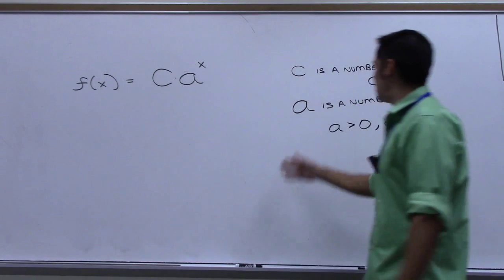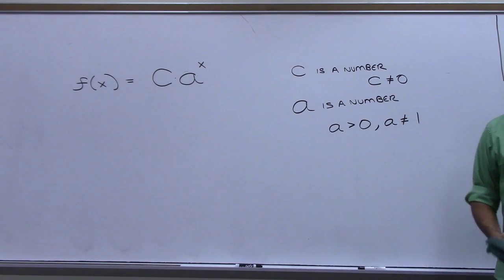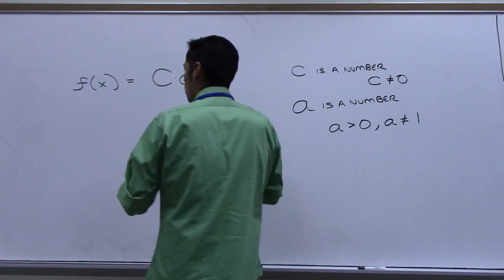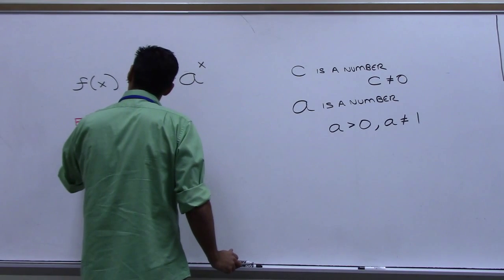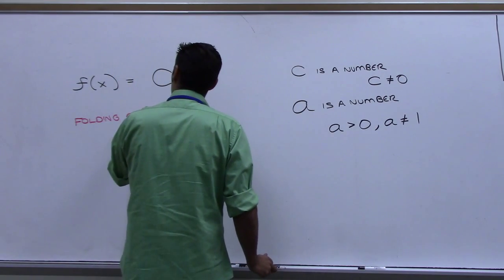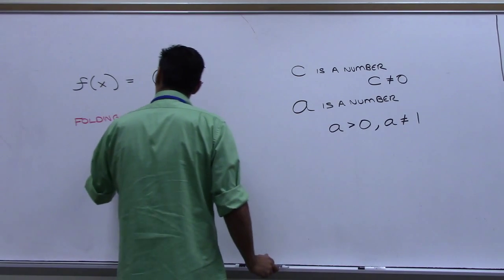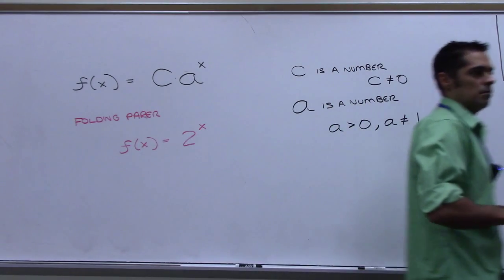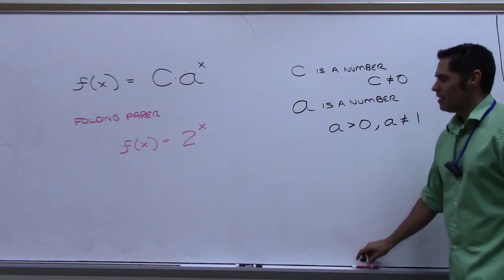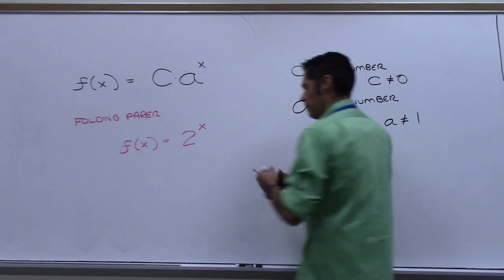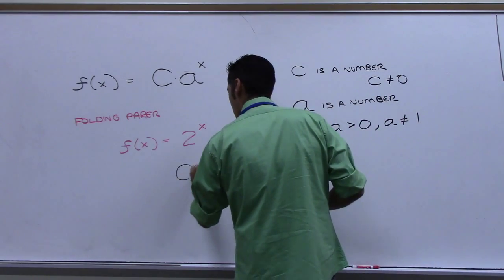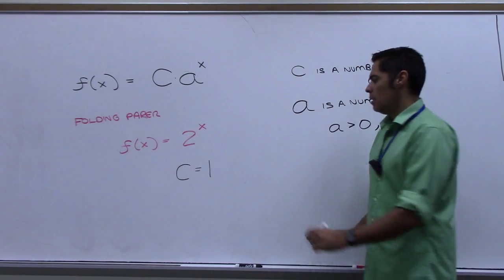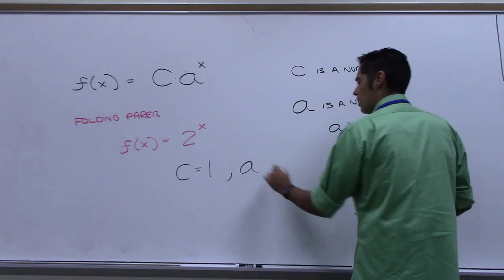Okay, so anytime we see something like this, we have an exponential function. An example of an exponential function is the one I just gave you with the folding paper. The function we came up with was f of x equals 2 to the x, 2 raised to the x. What would c be for this one? What's c here? 1. It's the number that would be multiplied out in front of everything, which is 1. And a for us here is what? 2.